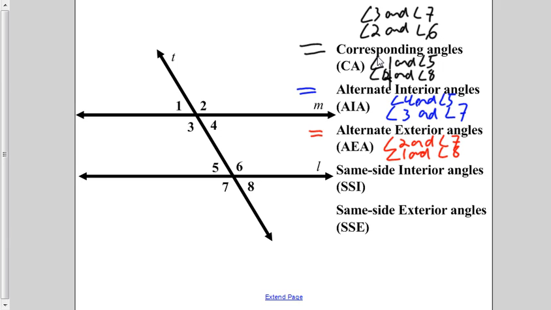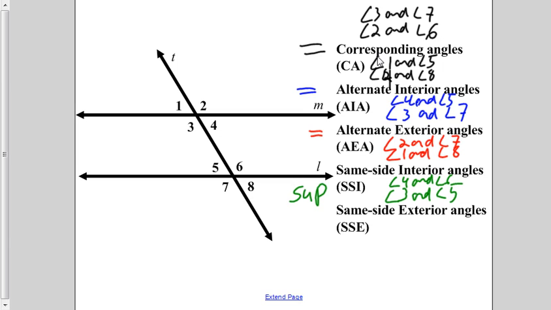Okay. Same side interior angles. 4 and 6. What is the other one? 3 and 5. And these are supplementary. That means they add up to 180.